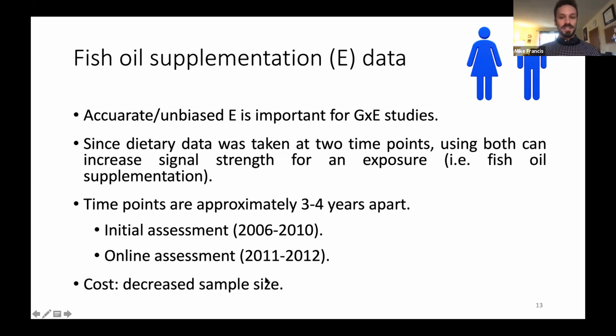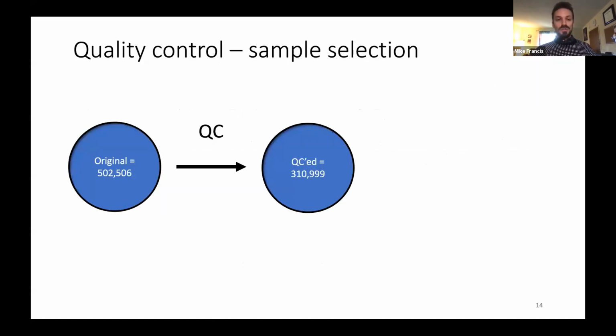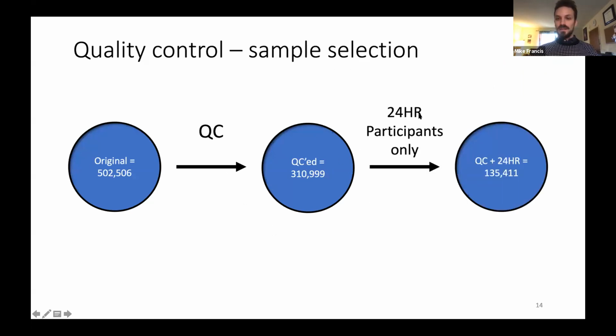Of course, the cost to this is a decreased sample size, but considering the data set is so large to begin with, we were okay with that. So we did our original QC, and then we took people who only did the follow-up 24-hour recall survey, the second nutritional survey. What we ended up with was a little bit more than 100,000 participants in the final data set.